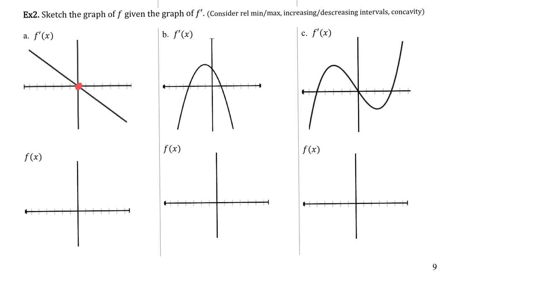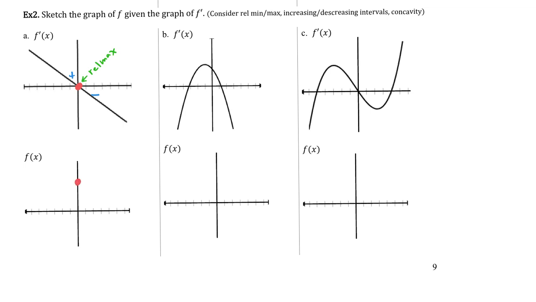And f prime is changing from positive to negative. So if f prime is changing from positive to negative, what does this tell me? It tells me there's going to be a relative maximum at x equals 0. I don't know exactly what's going to happen there. So at x equals 0, I'm going to draw some kind of relative maximum.